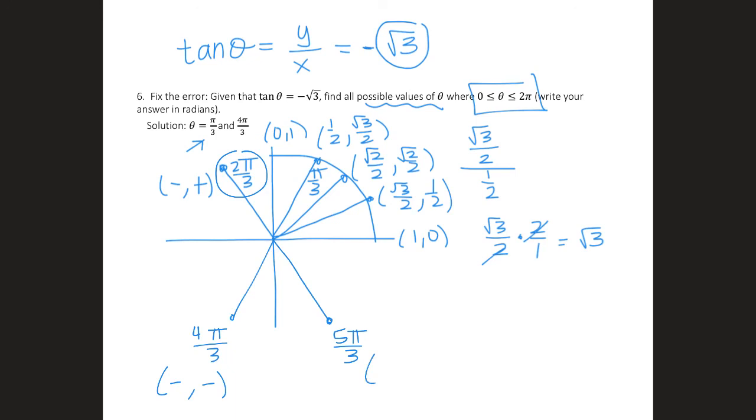Because the x value in the fourth quadrant is positive and the y value is negative, if we divided those, we would end up getting a negative. So the angles that have the same reference angle are 2 pi over 3, 4 pi over 3, and 5 pi over 3, but we want just the ones in the second and fourth quadrant because that is when tangent would be negative, because we would be taking either a positive divided by a negative or a negative divided by a positive. So our answer is not pi over 3 and 4 pi over 3, it's actually 2 pi over 3 and 5 pi over 3.